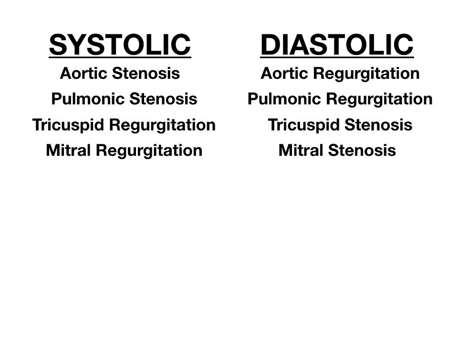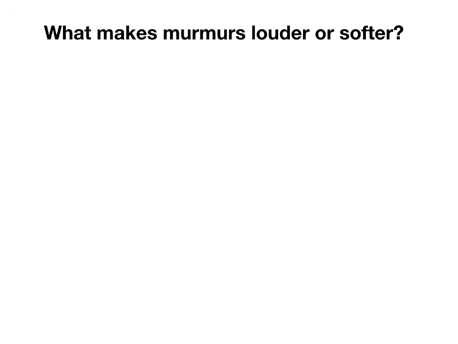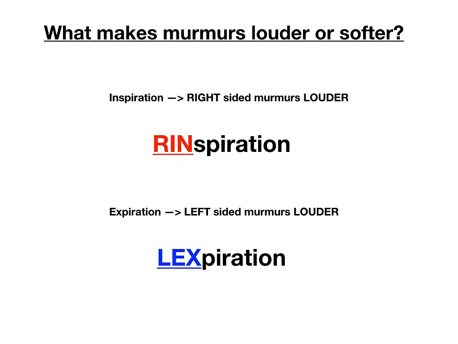If you're ready to move on, we're going to now talk about what makes murmurs louder or softer. And this is usually what people get tripped up on, so it's very important that we get a few things down. First is that during inspiration, right-sided murmurs get louder. And during expiration, left-sided murmurs get louder.